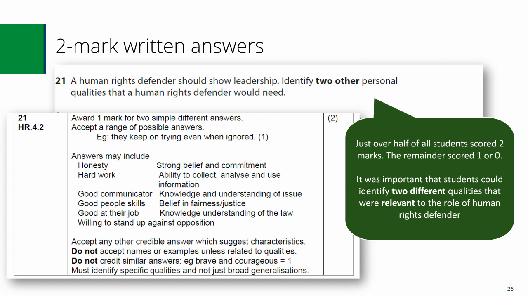Here are some of the answers that featured in the mark scheme. The idea that a human rights defender might need to be honest, a hard worker, to have a strong belief, a good communicator. There are many different things that might serve here to gain a mark.